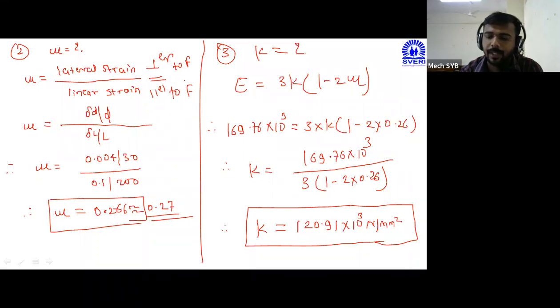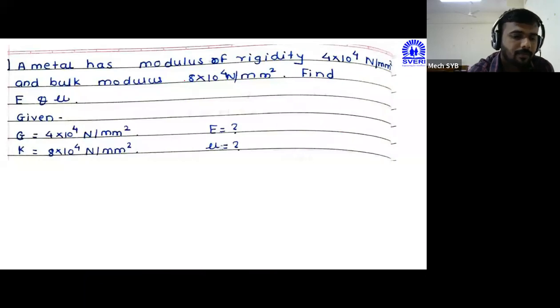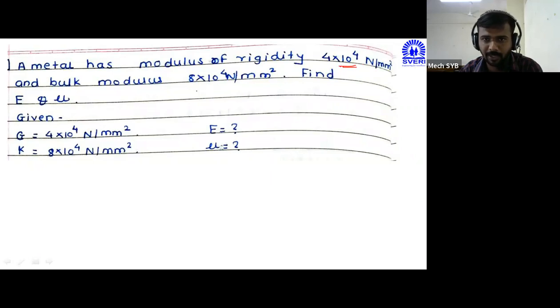Okay, then next problem. A metal has modulus of rigidity 4 into 10 raised to 4 Newton per mm square and bulk modulus 8 into 10 raised to 4 Newton per mm square.